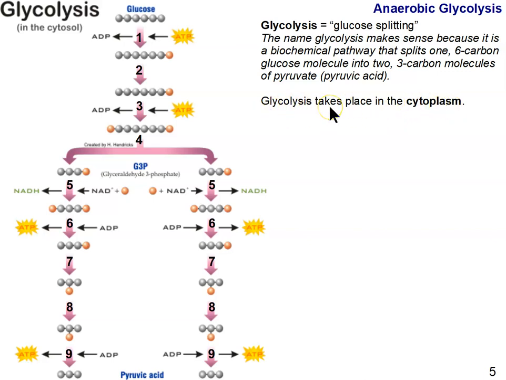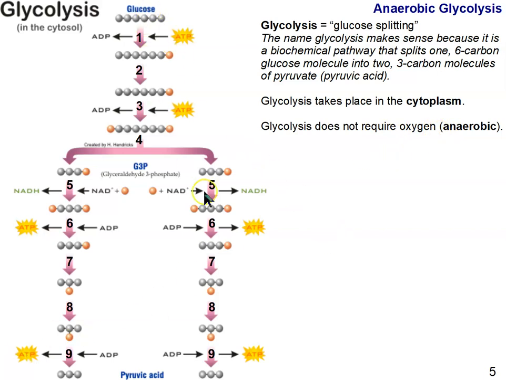Glycolysis, the other reactions require mitochondria. The transition reaction, the Krebs cycle, and the electron transport chain require mitochondria and require oxygen, whereas glycolysis takes place in the cytoplasm and it does not require oxygen. It's anaerobic. And because it's anaerobic, glycolysis is what fermenters use to ferment. So glycolysis and the process of fermentation are very closely connected or related to each other.